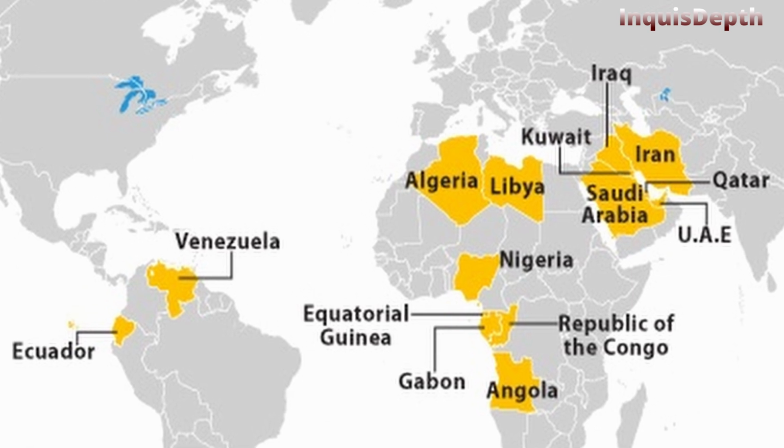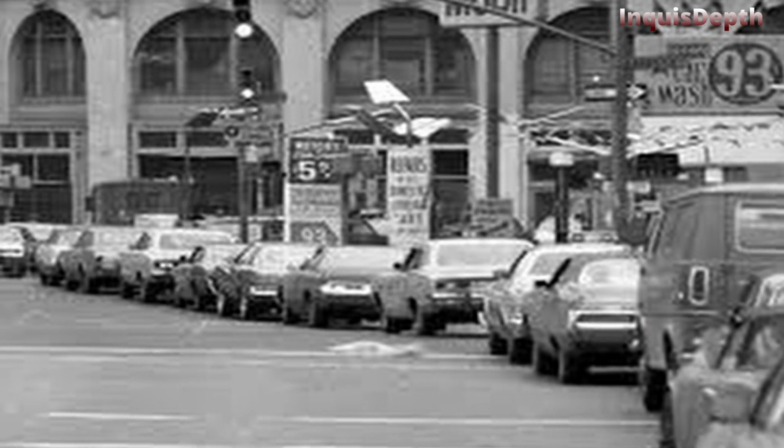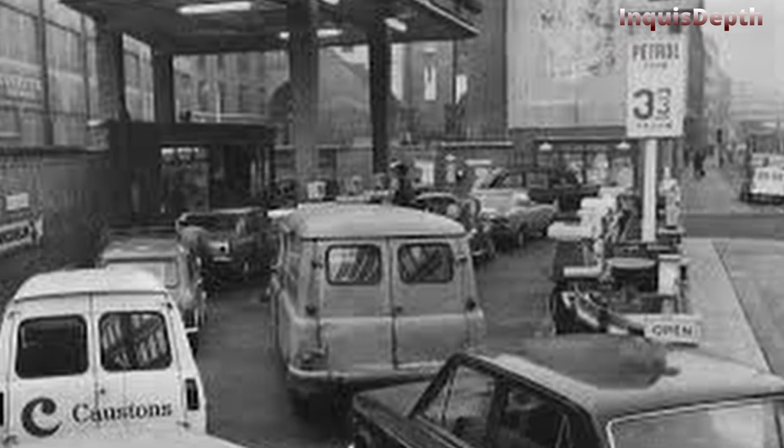For example, in 1973, OPEC imposed an oil embargo on nations supporting Israel during the Yom Kippur War. The resulting shortage caused prices to quadruple, plunging the world into an energy crisis. This was a stark reminder of OPEC's ability to shape global markets.